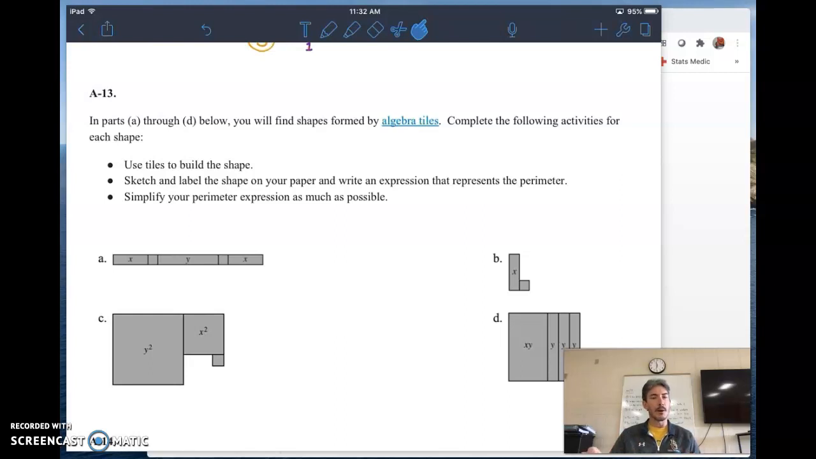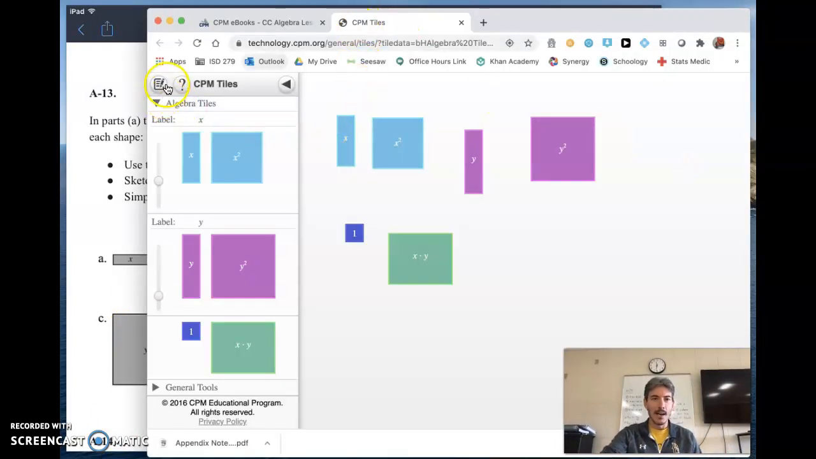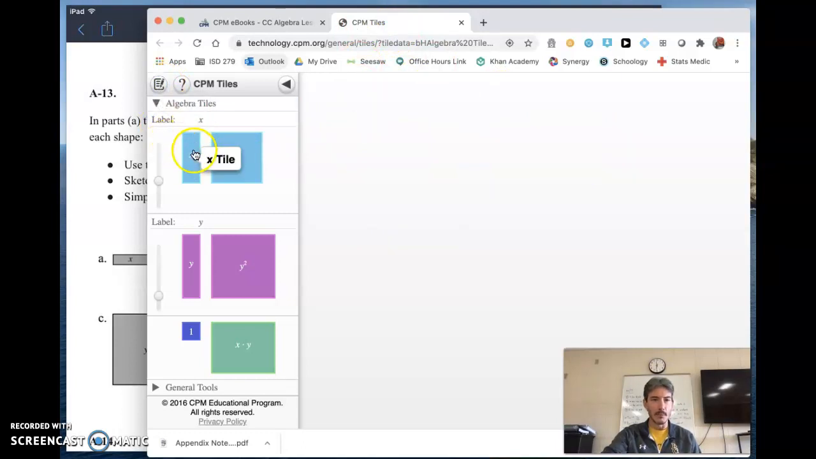So we're going to do these in parts. I'm not going to build them. I'm going to ask you to build them. Actually, you know what? I'll build the first one. Why not? I have this ability in my CPM tiles. I can clear this off, and I'm just going to build A. I'll take it, and we'll get a little practice here.